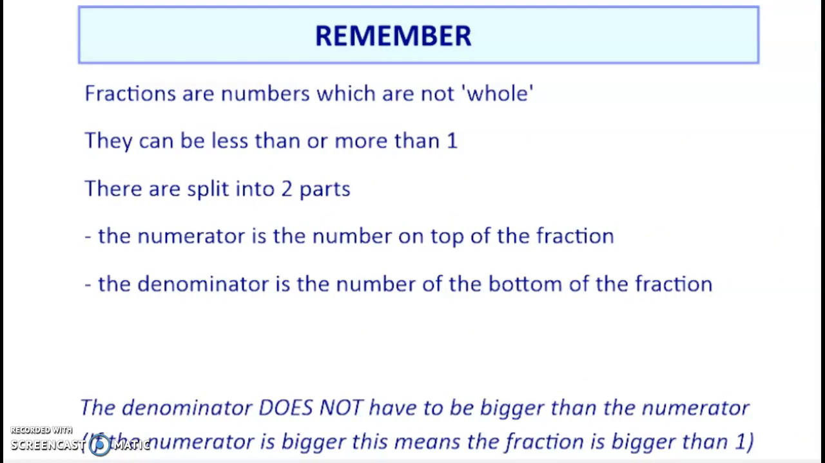So we have looked at this already, the numerator and denominator, so really this should be more of a recap. Fractions are numbers which are not whole. They're normally less than one, but they can be more than one as well. They're split into two parts. The numerator is the number at the top of the fraction, and the denominator is the number at the bottom of the fraction. And if you remember when we looked at top-heavy fractions or improper fractions, we said that the denominator does not have to be bigger than the numerator. So if the fraction's more than 1, the numerator will be bigger.